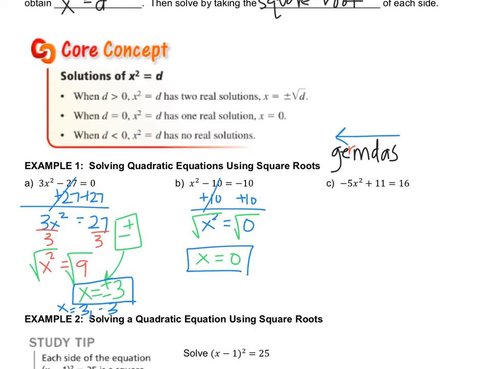For the third one, let's subtract 11. We get negative 5x squared equals 5. Divide by negative 5, and you get x squared equals negative 1. So now I have a situation where if I were to take the square root, I can't, because there is no number that when you multiply it by itself gives you negative 1. So the answer is going to be no solution.